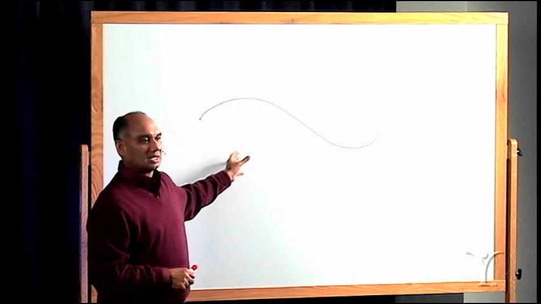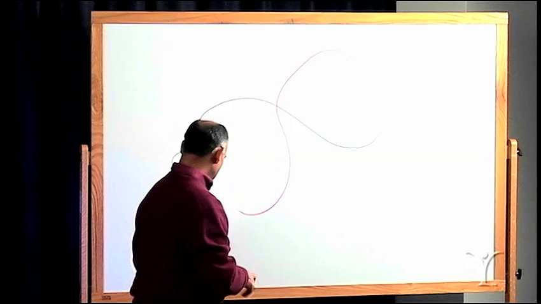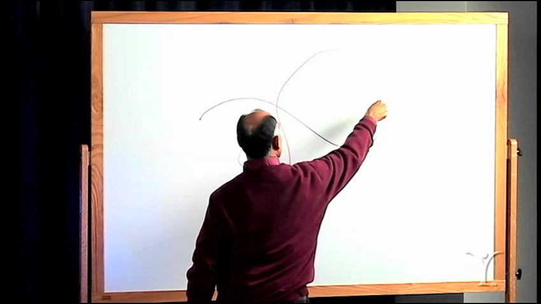So there comes, suppose, another energy current here. Then comes another energy current from somewhere. Then comes another energy current.